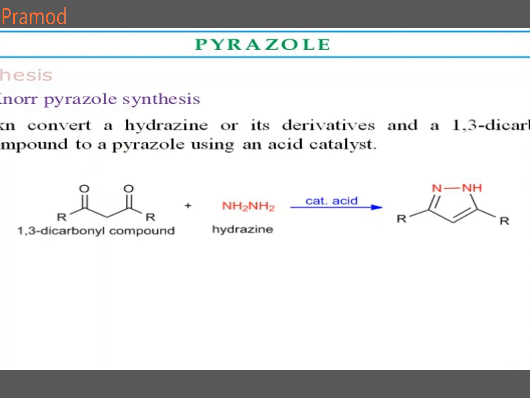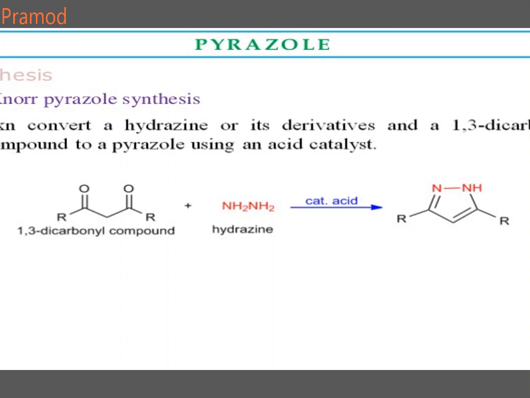Second method is Knorr pyrazole synthesis. What is this Knorr pyrazole synthesis? You take a 1,3 dicarbonyl compound, or a beta dicarbonyl derivative. Anything can be written, so 1,3 and beta dicarbonyl derivatives are the same. Okay. 1,3 dicarbonyl compound, you treat it with a hydrazine.